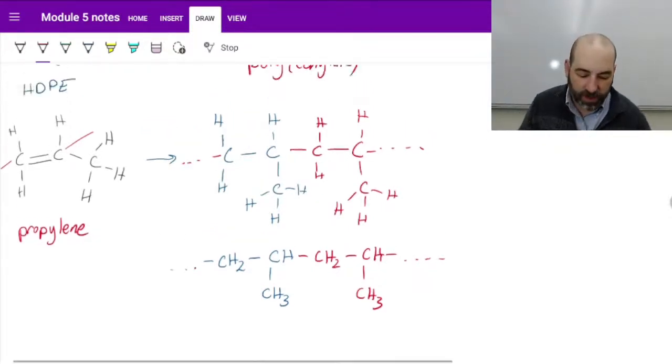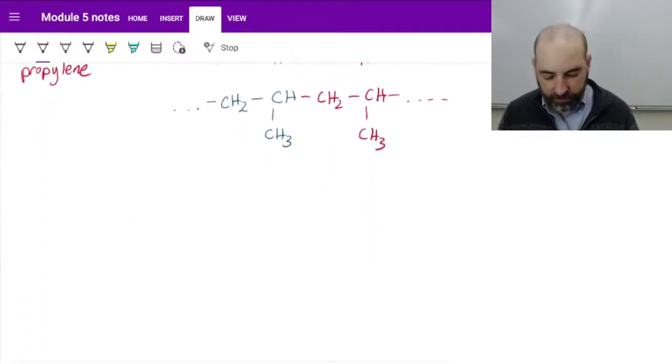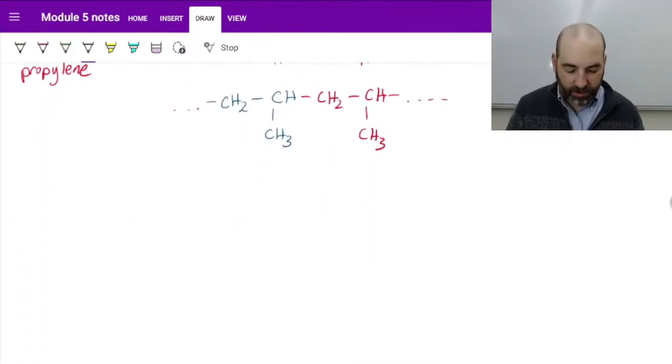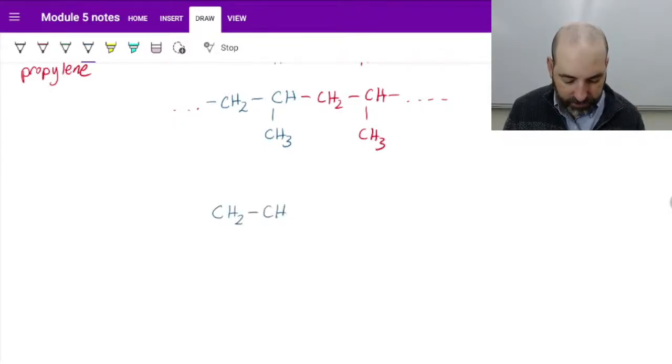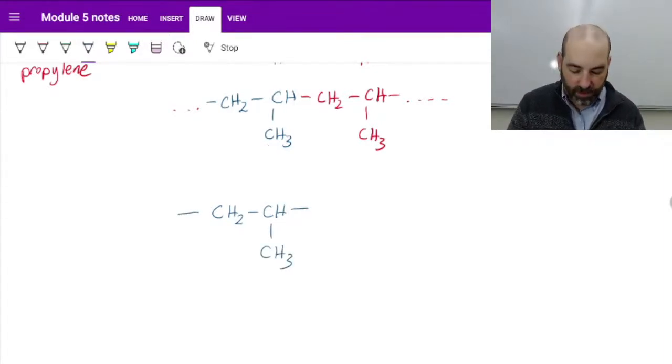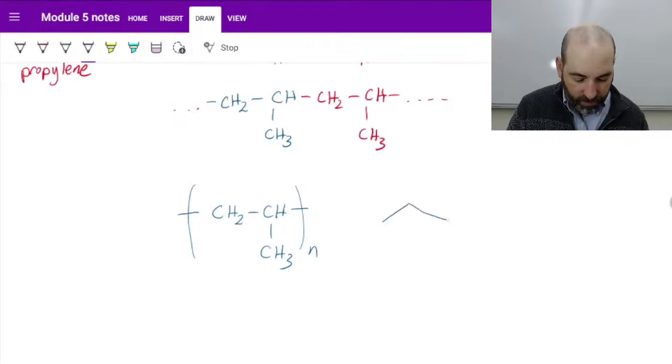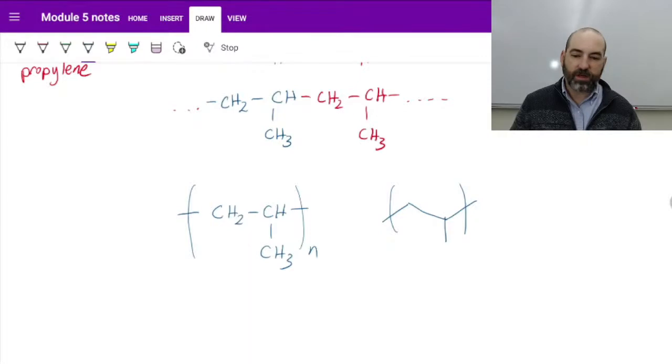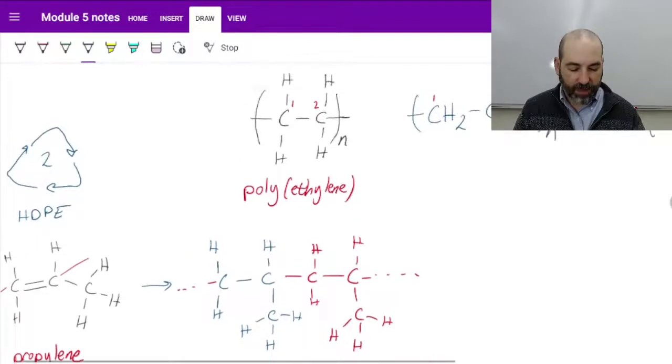All right. So then if we want to go to this parentheses notation, we just pick one of these units and put it inside the parentheses. All right, so that's one of the repeating units. And there's our parentheses with the N. And if we want to show that as a line structure, we can do the same thing. So there's our main chain, and then we've got that CH3 coming off there. So same type of chain.